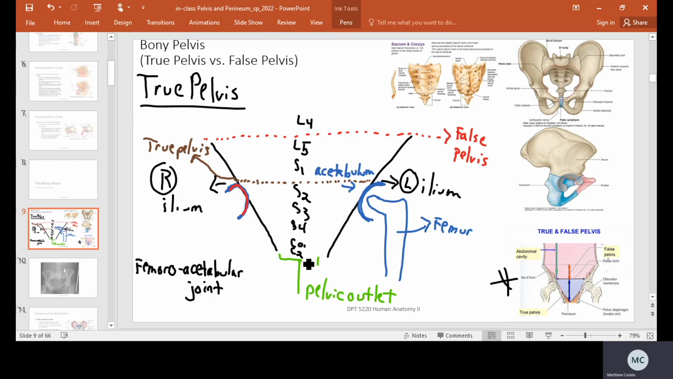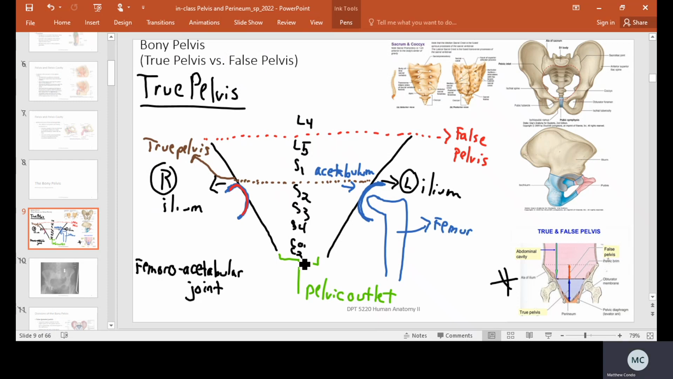Yeah, good point. So at rest, there is an anterior tilt to the pelvis. Okay? Not a ton of anterior tilt, but there's a tiny bit of anterior tilt. All right, any other questions on true pelvis versus false pelvis?